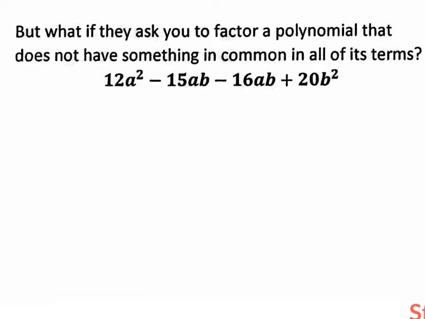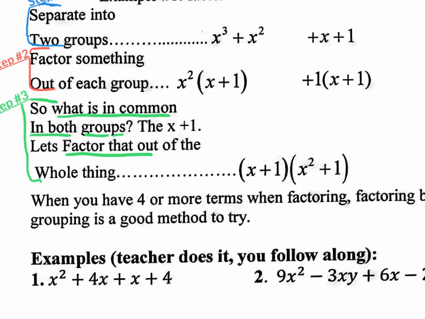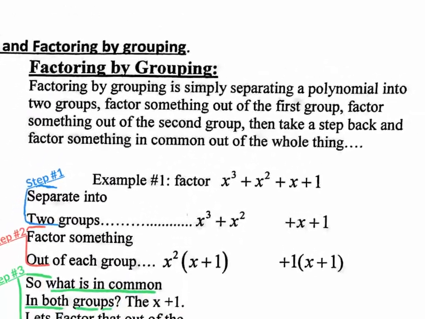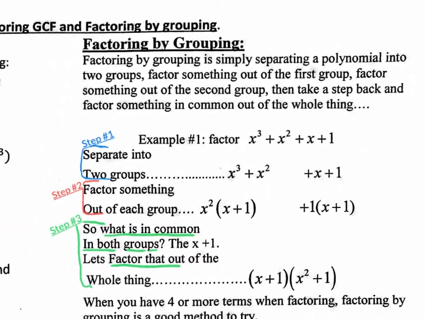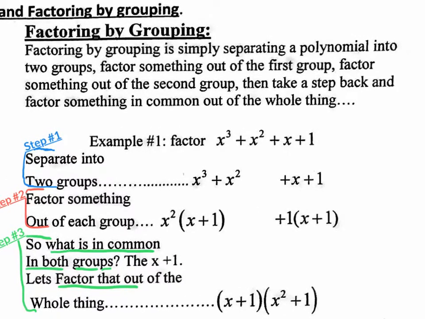So we're kind of stuck right here until we learn about factoring by grouping. We'll get back to that one later, but let's look up here, and we're going to learn a method called factoring by grouping. Factoring by grouping is simply separating a polynomial into two groups.